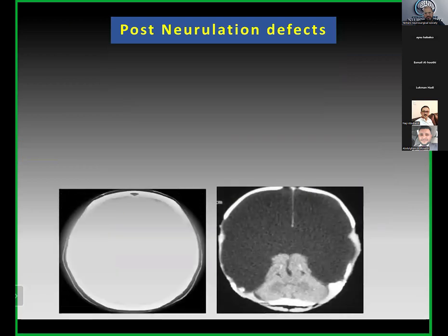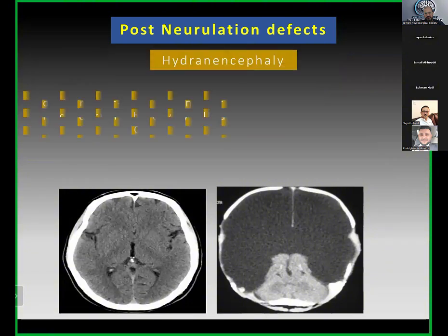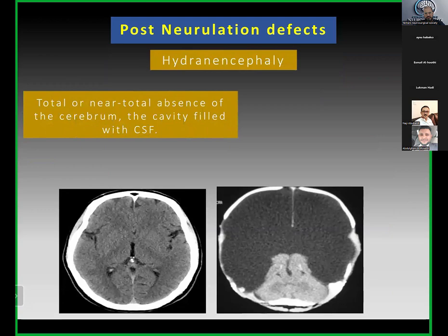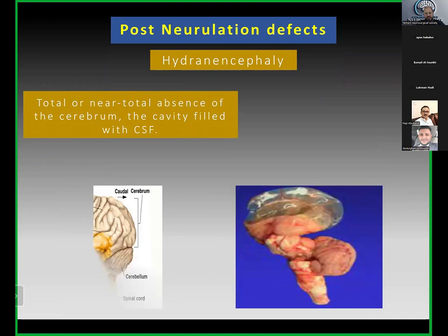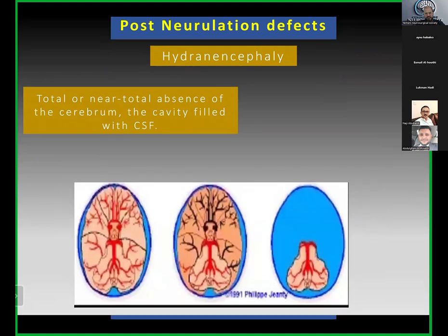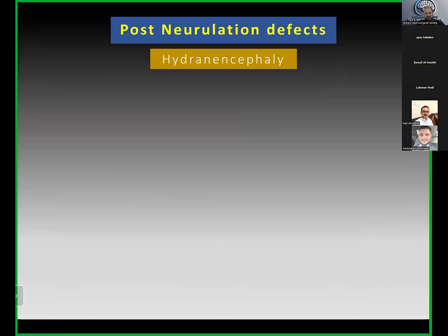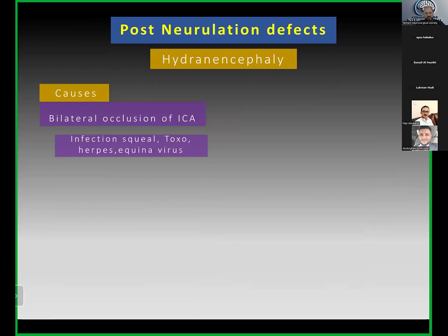So this one type of the post-neurulation defect is the hydranencephaly, which is absence of the supratentorial part of the cerebrum and part of the diencephalon, replaced by CSF. So I will go rapidly about this because the time is not enough.